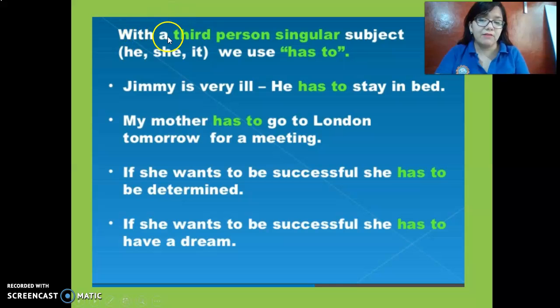Now, when we have a third person, we don't use have to. We change that and we use has to. That has the same meaning. Jimmy is very ill. He has to stay in bed.